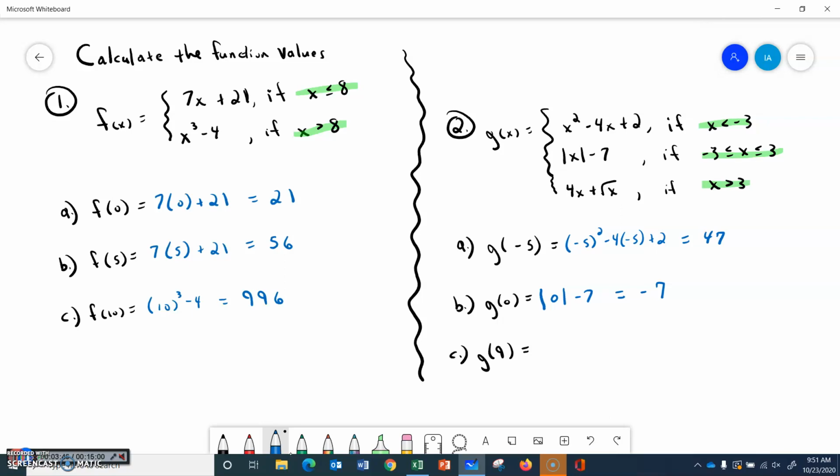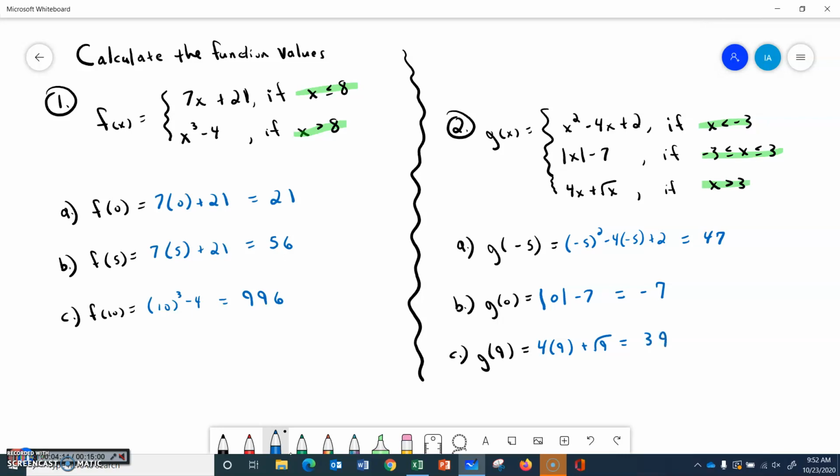The third part here, g of 9. Go through our domain options. Is 9 less than negative 3? No. Is 9 between negative 3 and positive 3? No. Is 9 greater than 3? Yes. So we're using the third option here. So 4 times 9 plus the square root of 9. So that's 36 plus 3, 39.